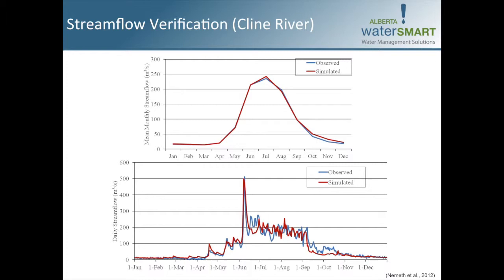And again, here's the output from the observed and simulated for the Clearwater River, which is in the uppermost part of the North Saskatchewan River watershed. This is monthly stream flow output. So you can see that the model is simulating roughly the same monthly hydrographs.